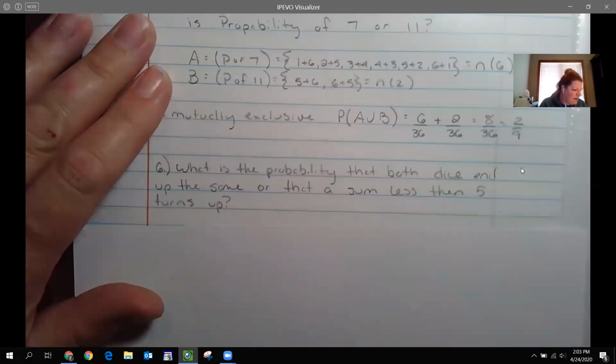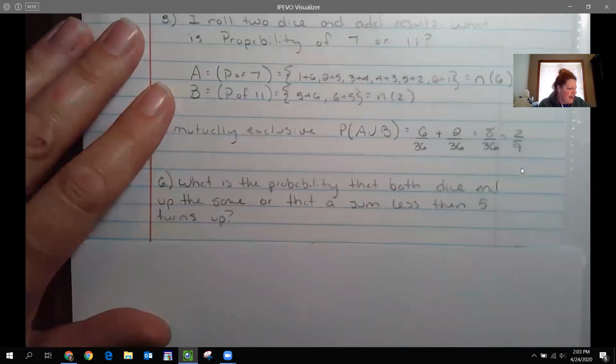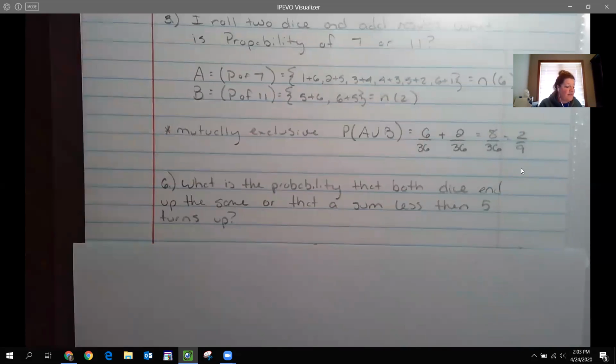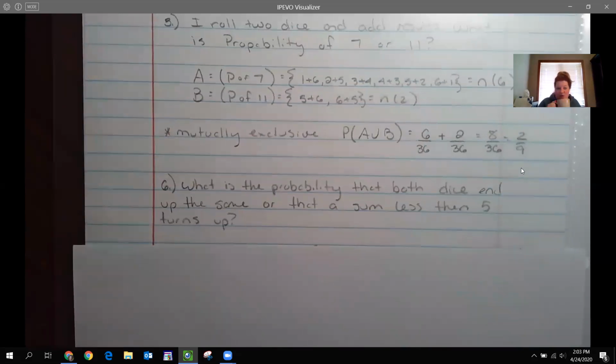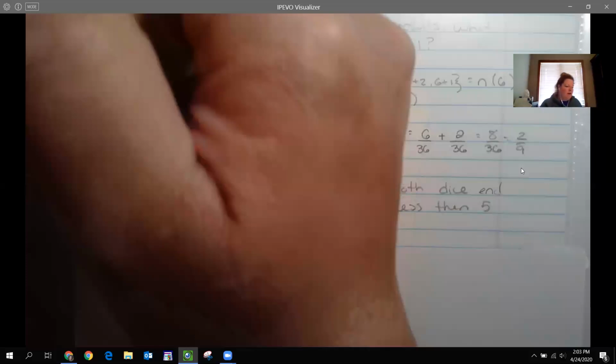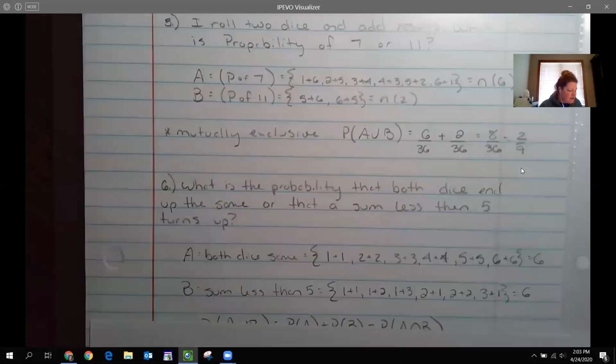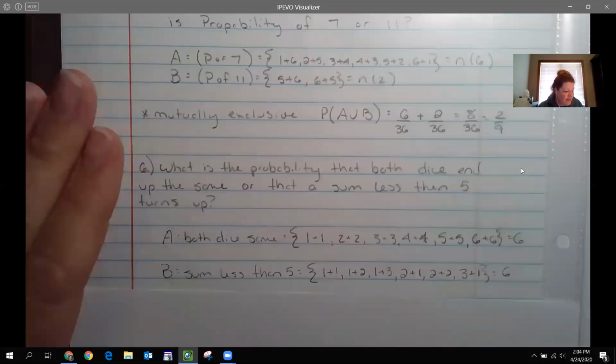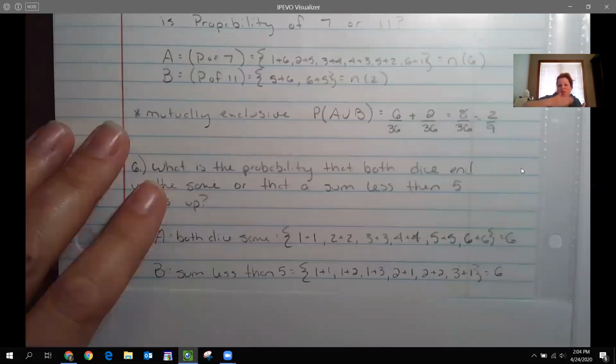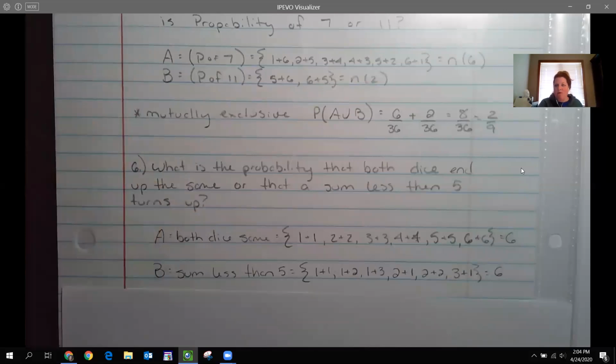What is the probability that both dice end up the same, or that the sum is less than 5 turns up? Okay, so let's look at both again. The first set we'll call A, and that's both dice are the same. So that's a 1,1, a 2,2, a 3,3, 4,4, 5,5, or 6,6. So there's 1, 2, 3, 4, 5, 6 of those. So the number in that set is 6.